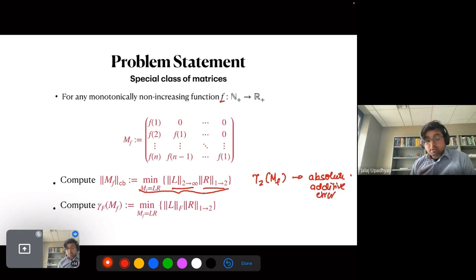The second one we'll worry about is what is known as the gamma F norm. This gamma F norm is also studied in functional analysis. Basically, instead of looking at just the row norm of L, you're looking at the Fourier norm of L. And as it turns out, this actually characterizes the mean squared error.